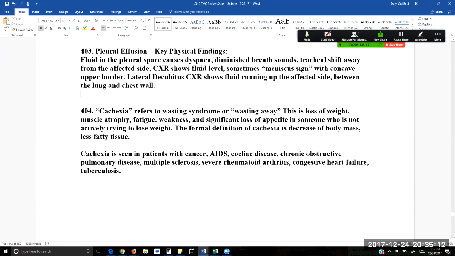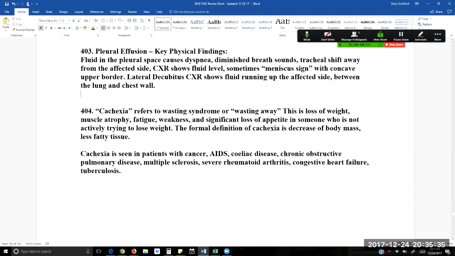So number 404, cachexia, C-A-C-H-E-X-I-A, is a term that's showing up on the exam. It simply refers to wasting or wasting away, loss of body weight, muscle atrophy, fatigue, weakness, significant loss of appetite. And this is a decrease in body mass, less fatty tissue.